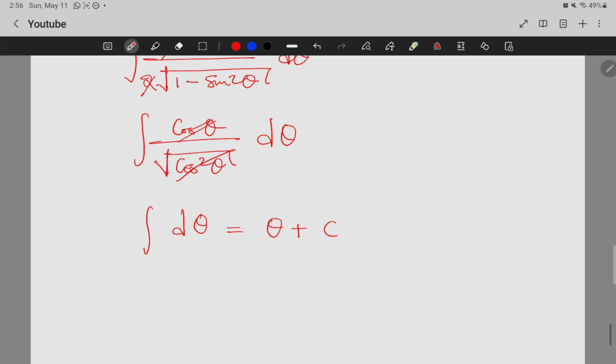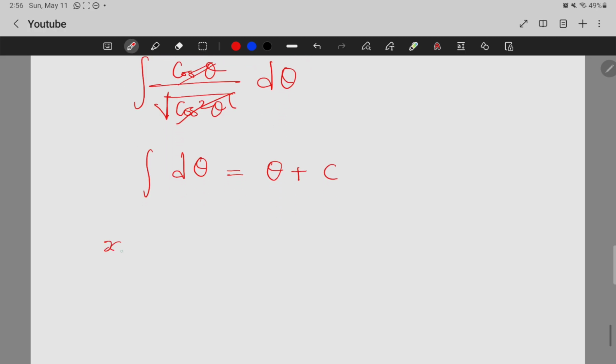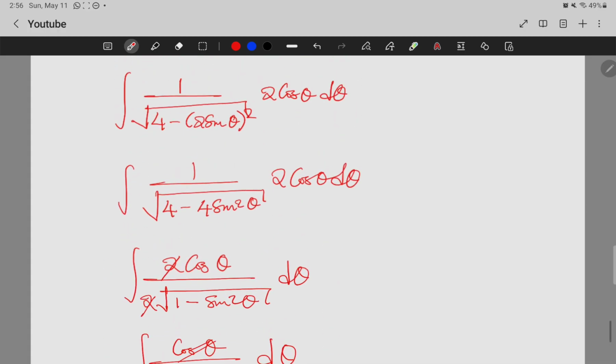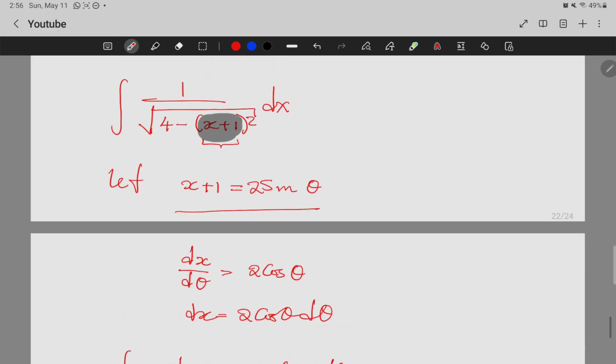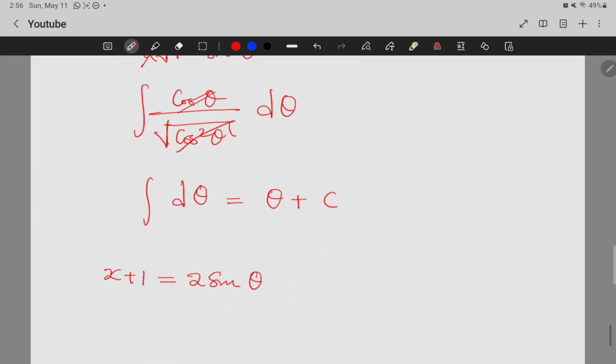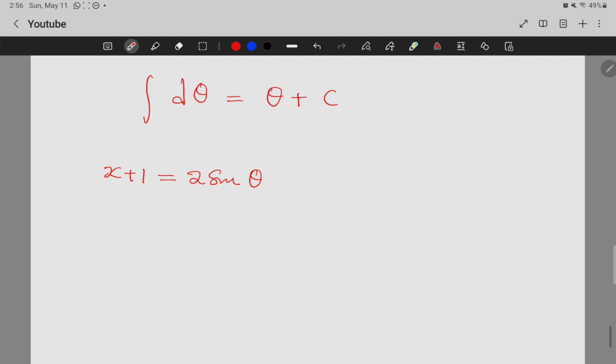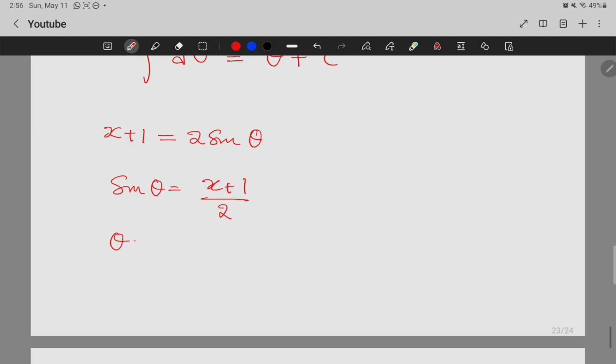Now, what is theta? To get what theta is, we recall that we said x plus 1 was equal to 2 sine theta. I think we defined that here. X plus 1 is 2 sine theta. So from there, we can now try to get what theta is. Divide both sides by 2, so you have sine theta is equal to x plus 1 over 2. And finally, theta is equal to sine inverse of x plus 1 over 2. So this is what theta is.